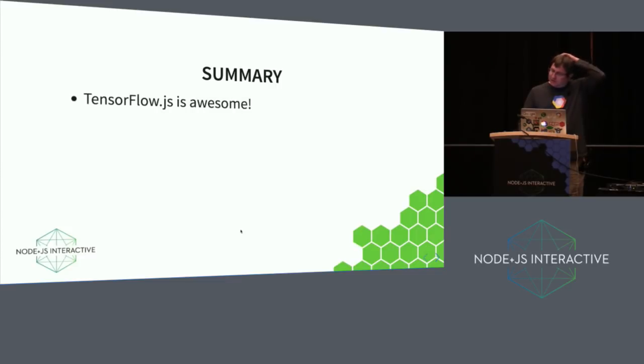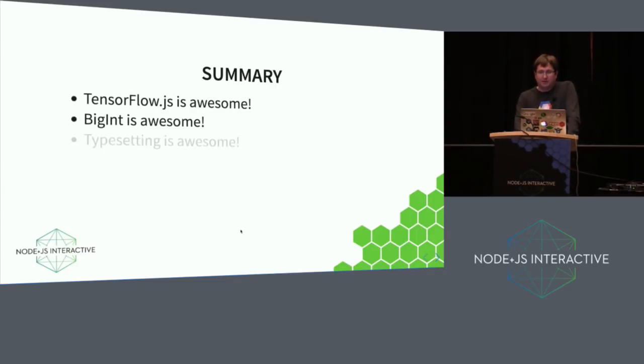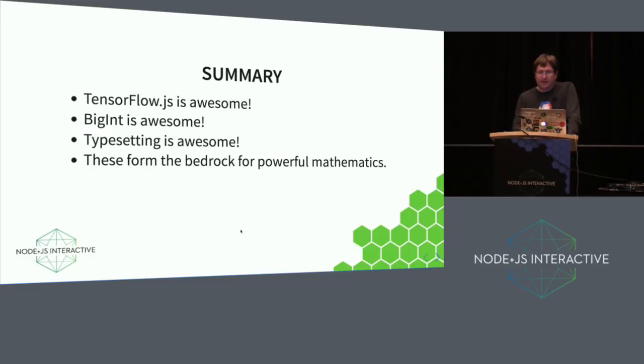So the summary that I want everyone to take away is TensorFlow.js is awesome, BigInt's awesome, and typesetting is awesome. But what's important about all these things, not just that you can do things, is that they form the bedrock for powerful mathematics. Being able to deal with fast matrix computations is really important, and having a consistent and agreed upon tensor data structure that everyone can use is something that can really help build up the community.